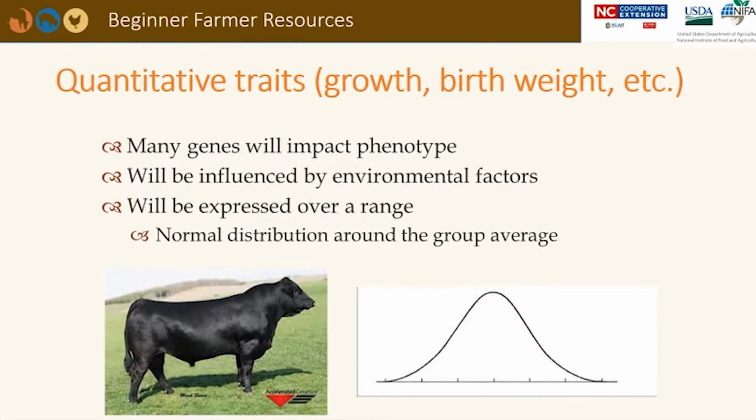Now, the other type of traits that we are interested in, and of course there are others of these simple traits, but we need to be thinking about what we call quantitative traits. Those are things like how large the animal is, how fast they grow, and that sort of thing. Usually with these kinds of traits, it's not just a single gene as it is with the color or with horns. It's many genes that impact that.